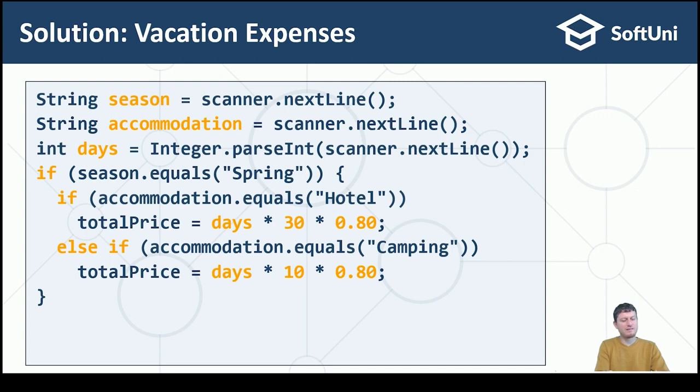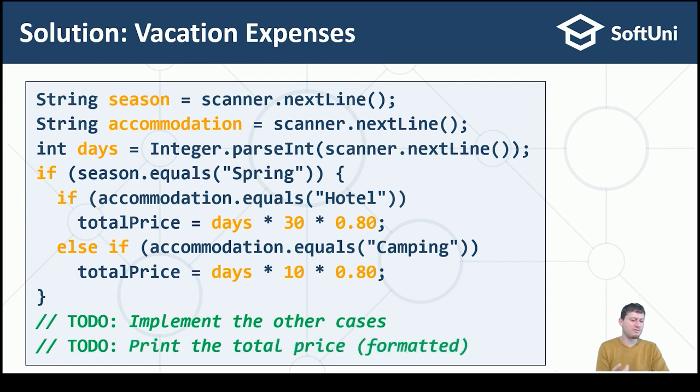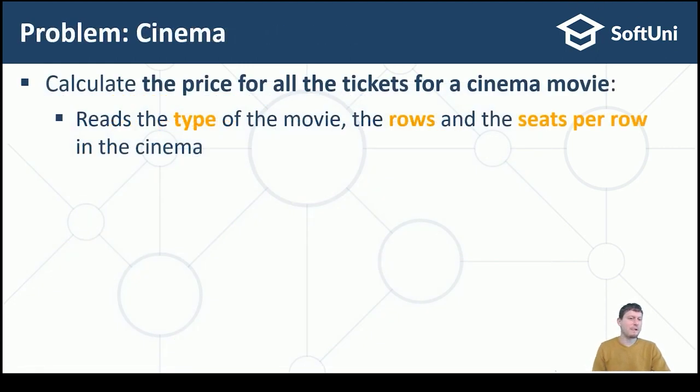And later, if it is camping, I do a similar calculation. I do the same for summer, for autumn, and for winter. And finally, I print the total price formatted as it is expected by the problem statement. Okay, let's go ahead with the next problem.